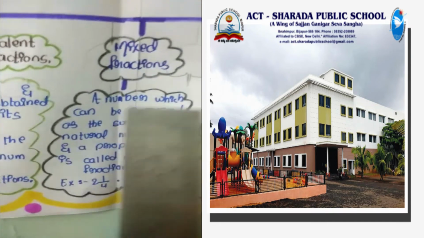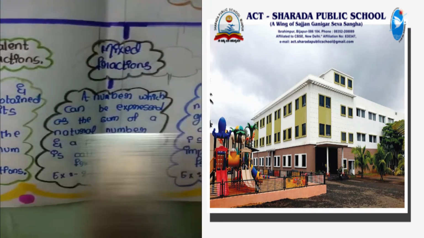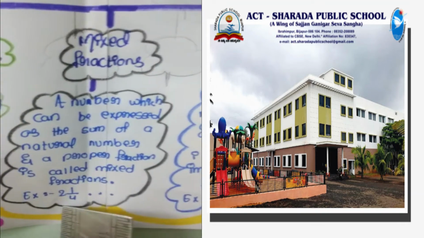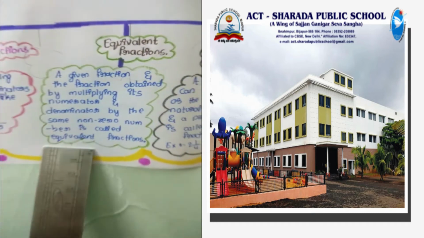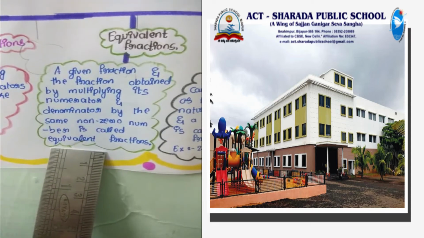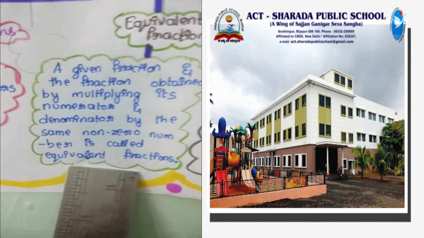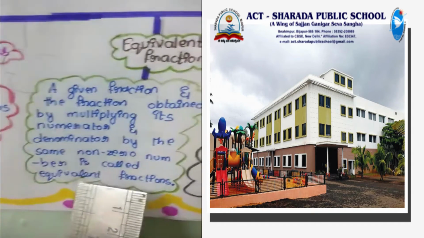Mixed fractions. A number which can be expressed as the sum of a natural number and a proper fraction is called a mixed fraction. For example, 2 integer 1 by 4. Equivalent fractions. A given fraction and the fraction obtained by multiplying its numerator and denominator by the same non-zero number are called equivalent fractions. For example, 2 by 4 is equivalent to 4 by 8.